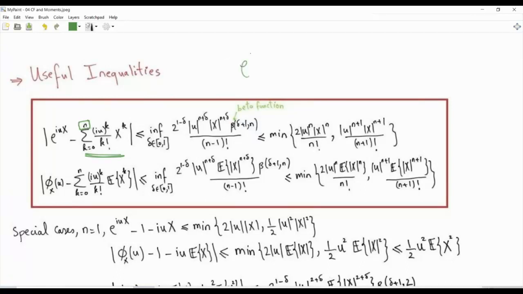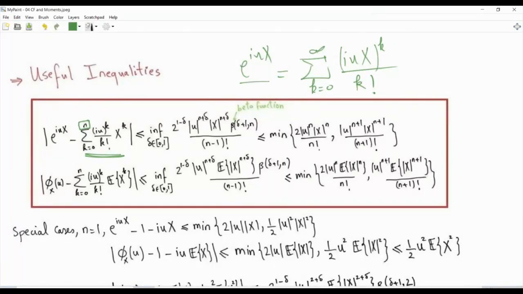So we know that e to the iux is the summation, with k from 0 to infinity, of iux to the power k divided by the factorial of k. This is e to the iux. Now what happens if you stop at n? Then the left and right hand sides are not the same thing. There will be a difference between them.